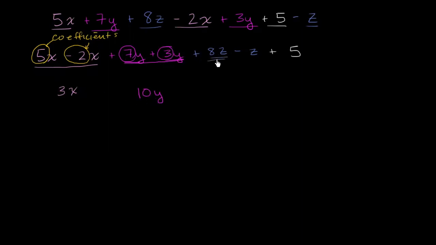If I've got 8 of something and I take away 1 of them, I'm going to have 7 of that something. So that is 7z. And you might say, hey, wait, what was the coefficient right here on this negative z? I don't see any number out front of this z. Well, implicitly, I could have put a 1 here, and it's exactly the same thing. Subtracting a z is the exact same thing as subtracting 1z.